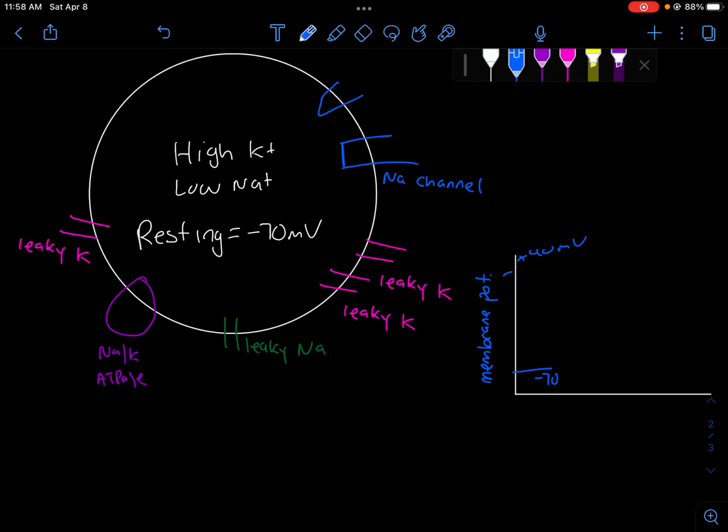What I haven't drawn here is that there are a lot of sodium channels on the neuron, but they're just not open. Once something opens them, and the cell becomes more permeable to sodium, its membrane potential will become more positive.